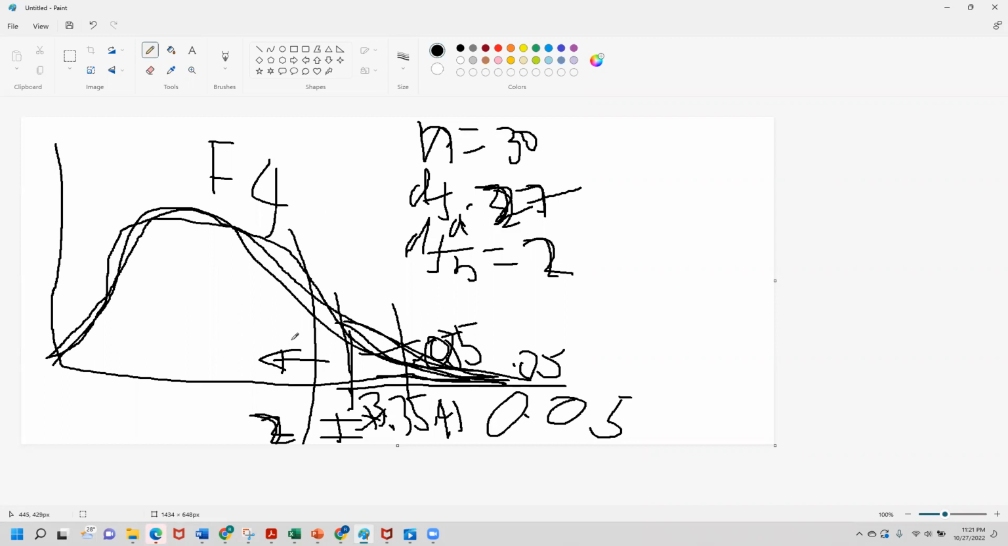If it's to the left of 3.35 here, that's example 2, right? Okay, if that's not clear, I'll repeat this again in class. Okay. Thank you.